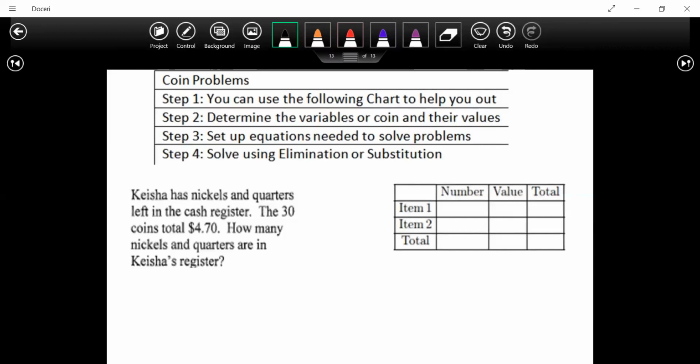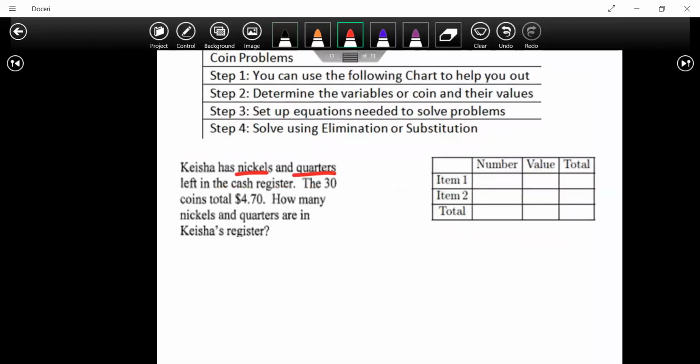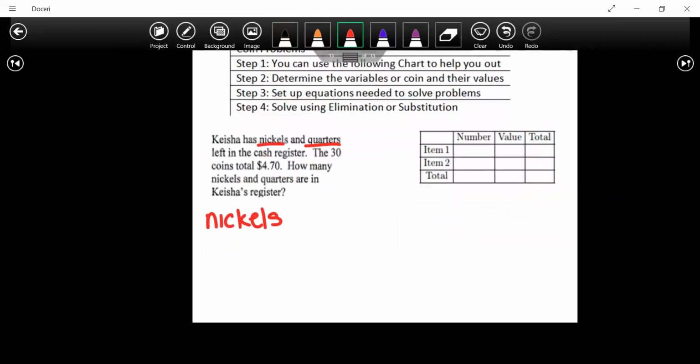Kesha has nickels and quarters left in the cash register. 30 of them adds up to a total of 470. How many nickels and quarters does Kesha have? In this case, we're comparing two different things, just as we did the last one. But because we're comparing two different items, we've got to put them in context of the problem. What two coins are we comparing? Nickels and quarters. So right below there, we have our item 1, which is nickels, and we have Q, which is quarters. So I'm going to let N be nickels, Q be quarters.